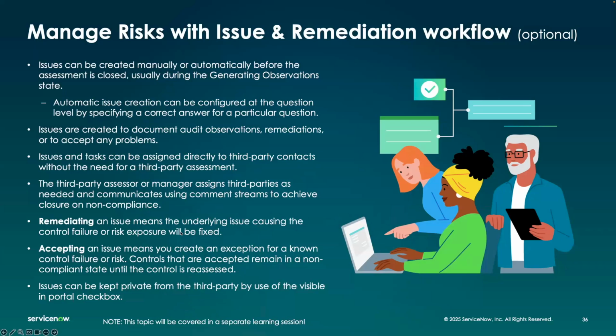Remediating an issue means fixing the underlying control failure or addressing the risk that is exposed. Accepting an issue means you, as a third-party risk manager or assessor, are creating an exception for a known control failure or risk. Controls that are accepted remain in non-compliant state until the control is reassessed. So this is the high level of the issue and remediation workflow. It will be covered in detail in a separate speed learning session.